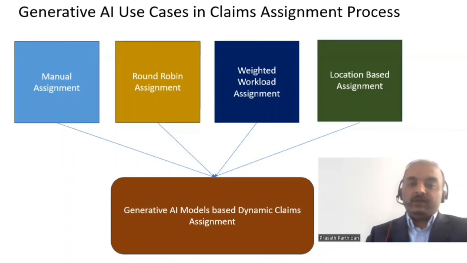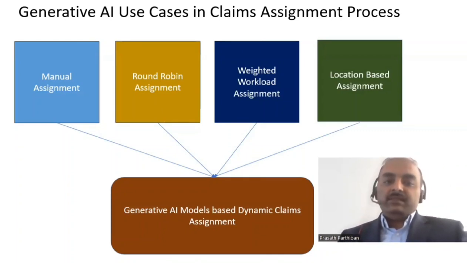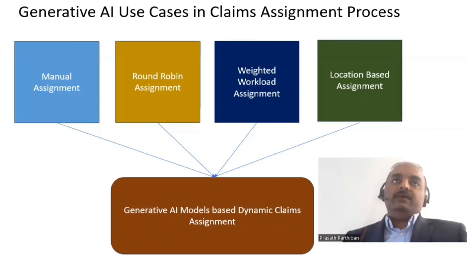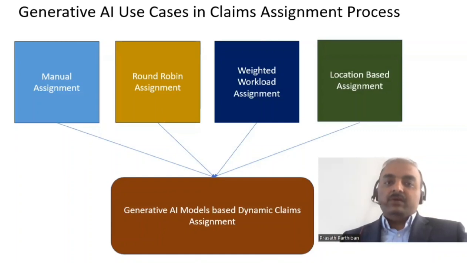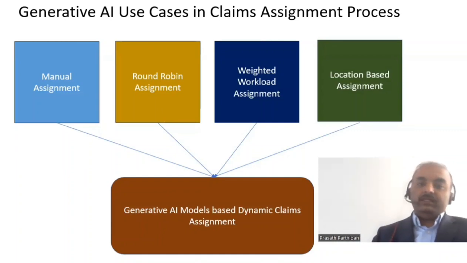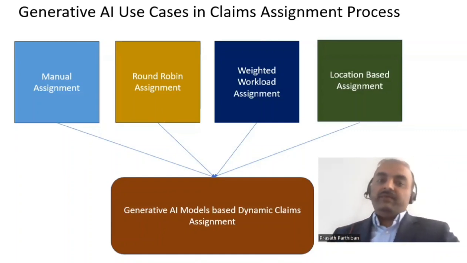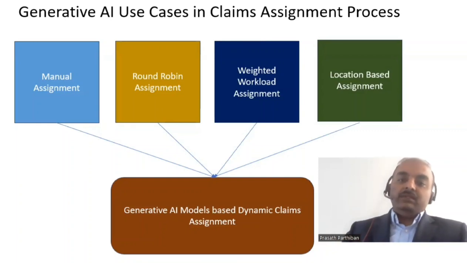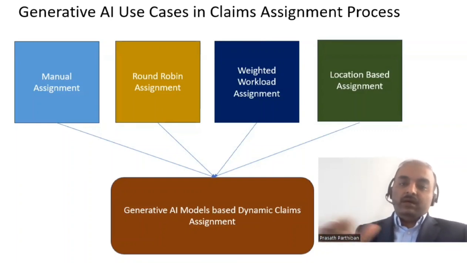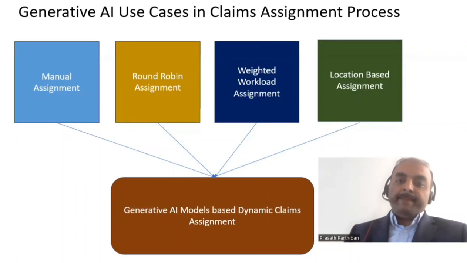Third one is weighted workload. Sometimes with round robin, it could be possible that I have a complex claim assigned to adjuster A and then a simple claim assigned to adjuster B. And then when I come around in a cyclic way, again a complex claim can go to adjuster A. So to avoid this, we look at their workload and then assign the claim accordingly. That is what we call weighted workload, so that there is equal workload across all the adjusters.